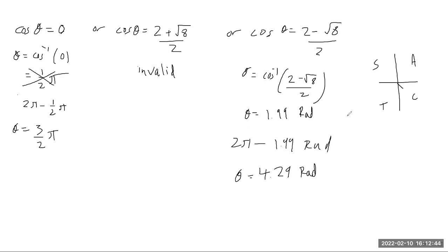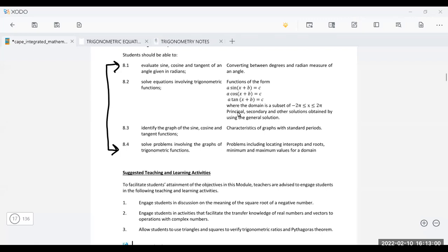All right, so we're going to stop here for today. We have completed now converting between radians and equal value, meaning the angle in the first quadrant. We know to find secondary, meaning in the second and third quadrant.